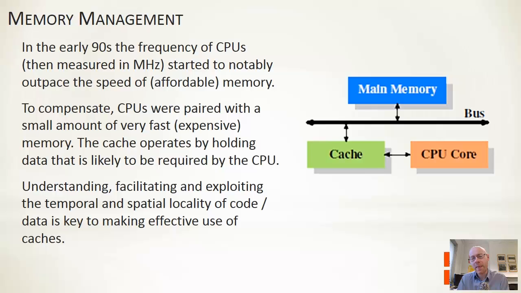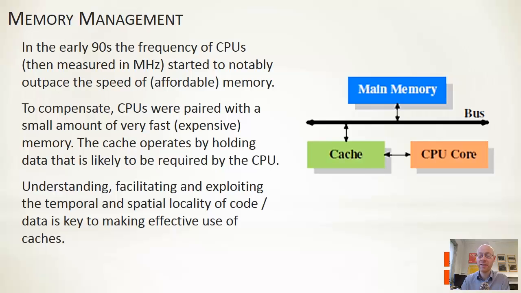A little bit of history, going back to early in the 90s. Your home computers' CPU wasn't measured in gigahertz in terms of speed, it would be megahertz, but it was at a point where the CPU was starting to run faster than the speed at which affordable memory could run. So around then, CPUs started being paired with caches, and a cache is generally a small amount of very fast memory. It's expensive memory, which is why you can't have a lot of it.